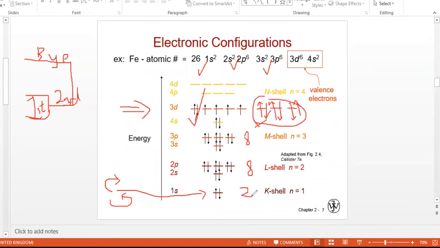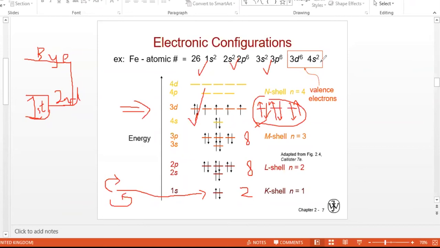Here we have 2, right? And then it has 4s2 and 3d10. So 4s2 and 3d10 are in the next available orbit. So that is why they are valence electrons.